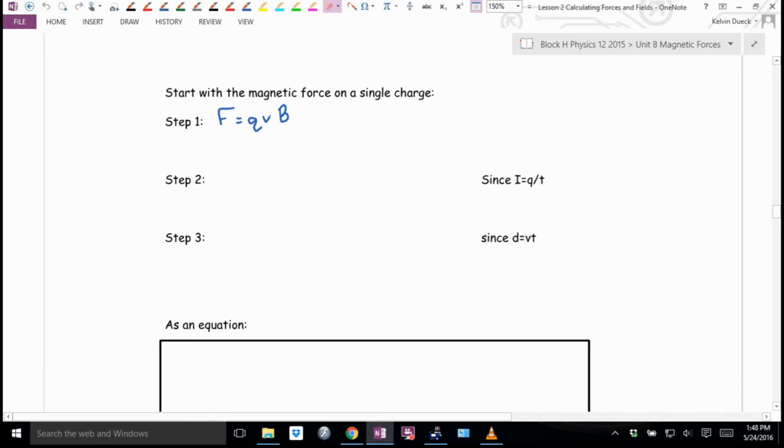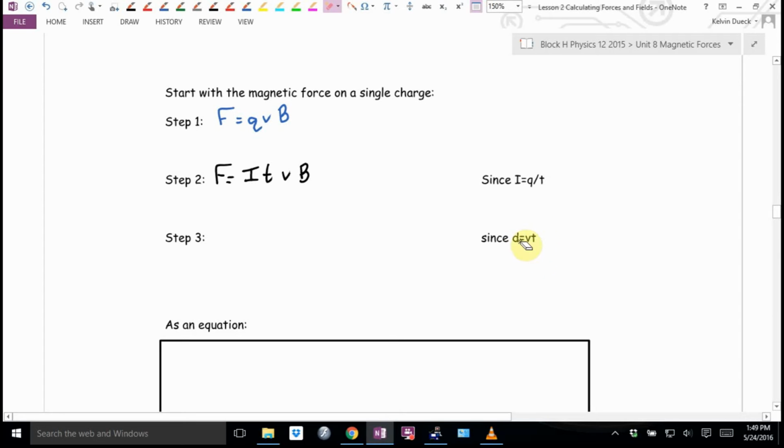I think you're right, Kyle. Yeah, IT. So we're going to get this: F equals ITVB. And if you're going at a constant speed, which you are on a wire, then D equals VT. There is no half AT squared because you're going at a constant speed.